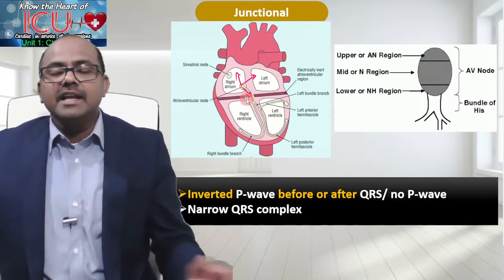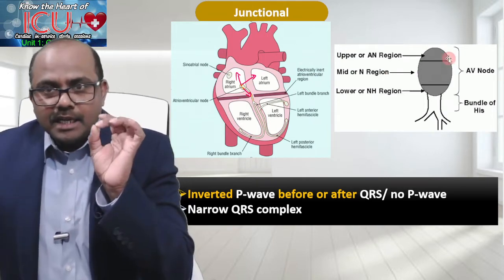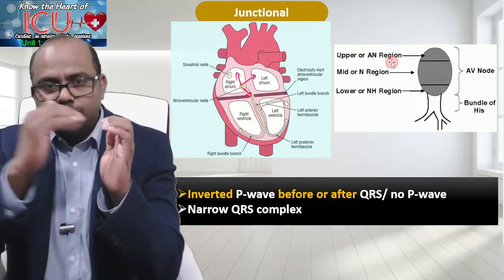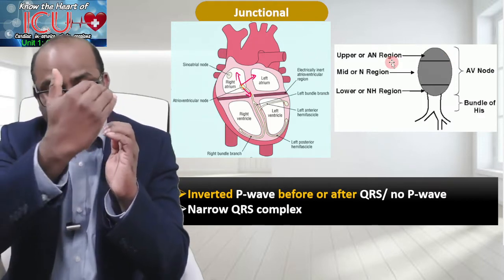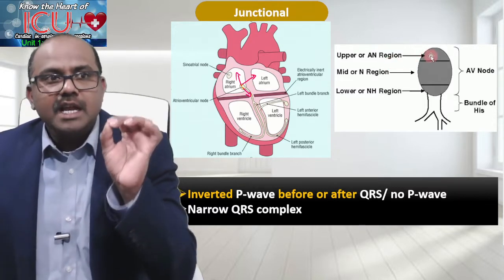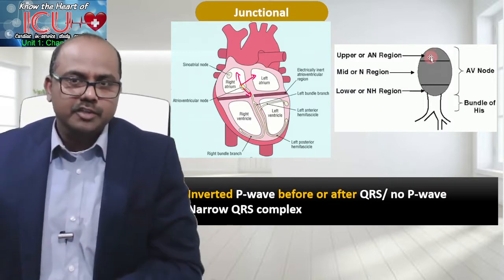So you can have an inverted P wave after the QRS complex. The high nodal area is the upper portion of the AV node, closer to the atria than the ventricle. So if the impulse originates from the upper portion of the AV node, there will be an inverted P wave before the QRS complex.